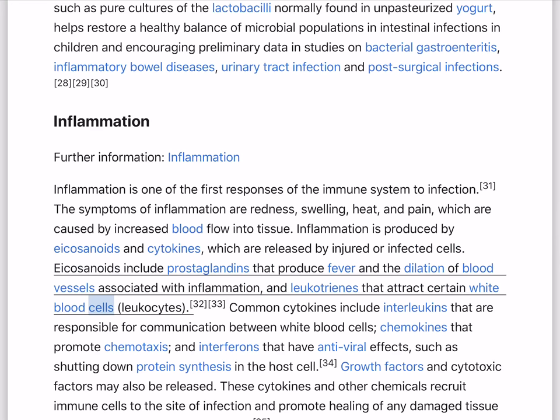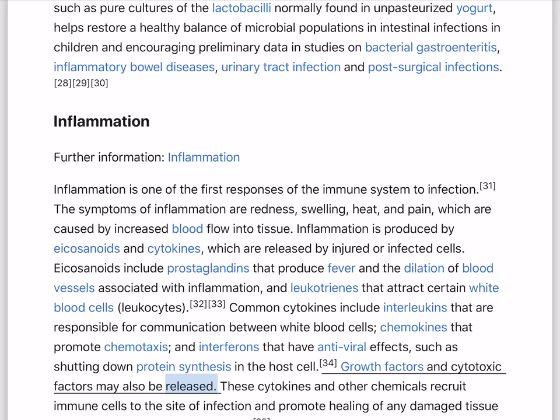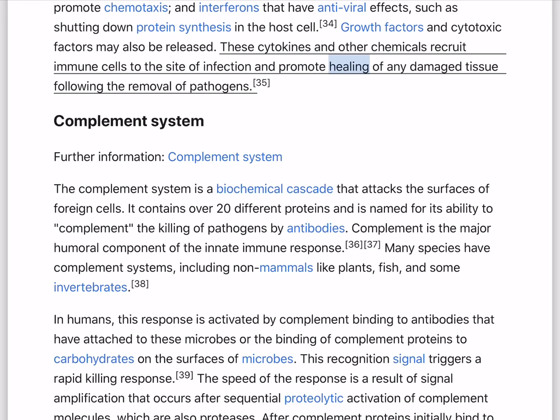Common cytokines include interleukins that are responsible for communication between white blood cells, chemokines that promote chemotaxis, and interferons that have antiviral effects, such as shutting down protein synthesis in the host cell. Growth factors and cytotoxic factors may also be released. These cytokines and other chemicals recruit immune cells to the site of infection and promote healing of any damaged tissue following the removal of pathogens.